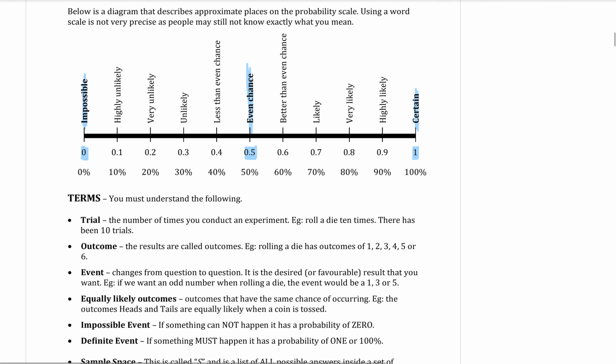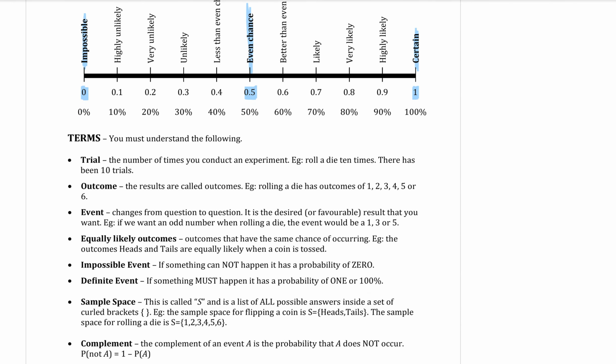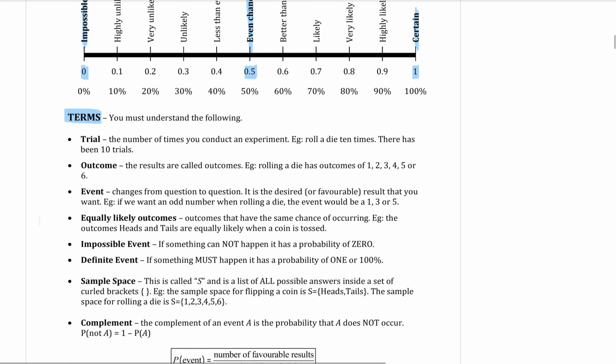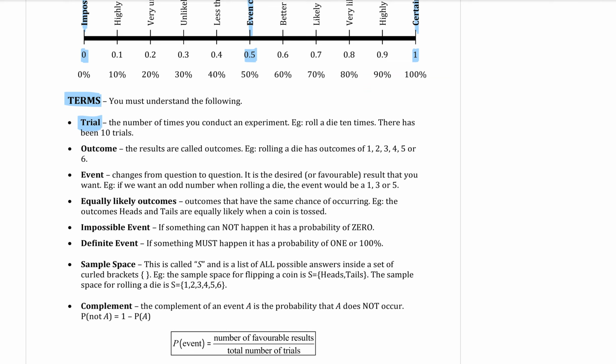Some other terms that you need to know in this topic, there's quite a few of them, so let's go through them all together. So terms that you must understand. First of all, a trial is the number of times that you conduct an experiment. So if you roll a dice 10 times, then that means there is 10 trials. There was 10 things that you did. The outcome is the result that you get from each trial. So if you roll that dice 10 times like we did before, then the different outcomes that you can get are 1, 2, 3, 4, 5, and 6. They are the possible outcomes that you could get.